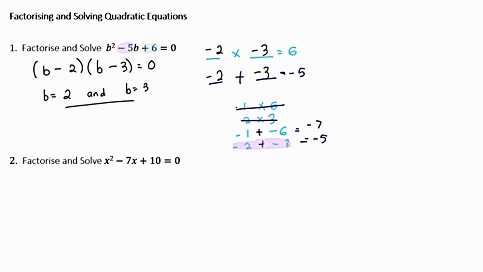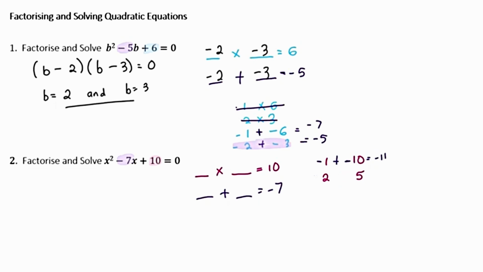For number 2, we have to factorize and solve x squared minus 7x plus 10 is equal to 0. So we need to look for two numbers that multiply to give us 10, and those same two numbers need to add to give us a sum of negative 7. So if we look at the factors of 10, we've got 1 and 10 and 2 and 5. But because our sum has to be a negative number, that means we have to look at the negative factors of 10. So that will be negative 1 and negative 10.